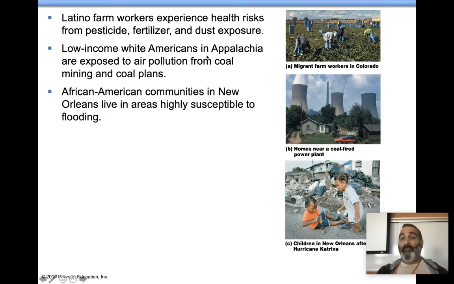In farming areas, there's a lot of fertilizer, a lot of chemical pesticides, a lot of chemicals being used, and you have a lot of Latino farm workers that are exposed to that. Coal miners in Appalachian states are exposed to a lot of pollutants, and then you and I take advantage of what they're doing. African American communities are more susceptible to flooding. Go figure. They built homes in areas more susceptible to flooding in lower socioeconomic areas. The whole idea of environmental justice is to have equality, but in reality, there isn't equality.